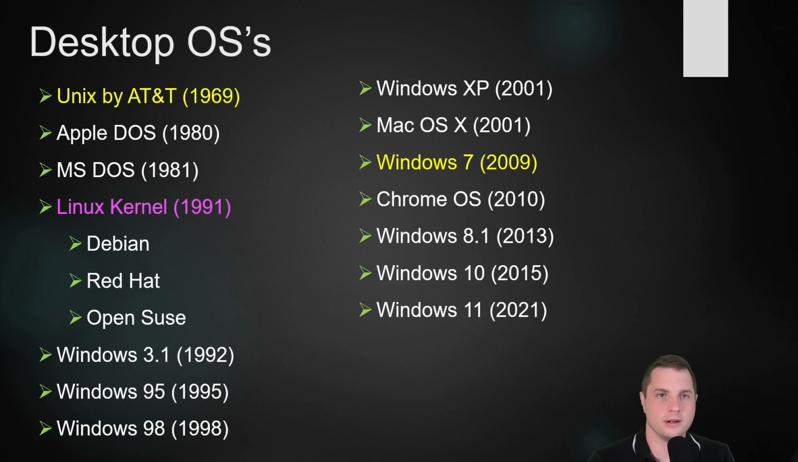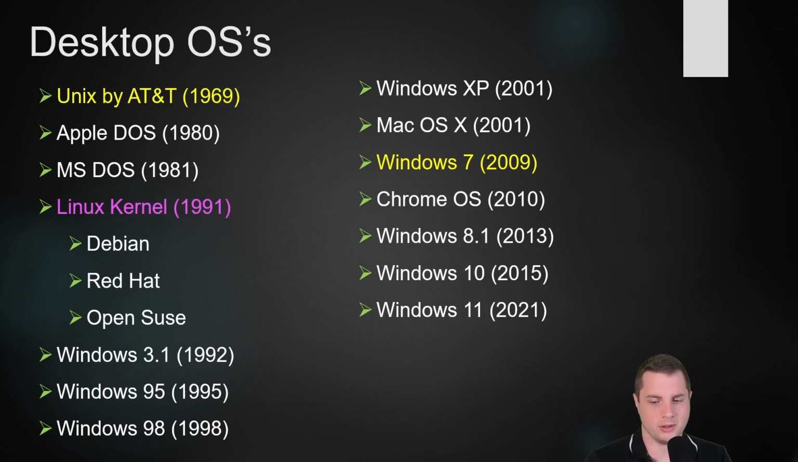Okay, here are your desktop OSs in chronological order. Now, this is not all-encompassing. These are all the important ones. So we have Unix by AT&T, 1969. So this is by far the one that kicked off the operating system as people know it today. And it was popularized by using the C programming language.